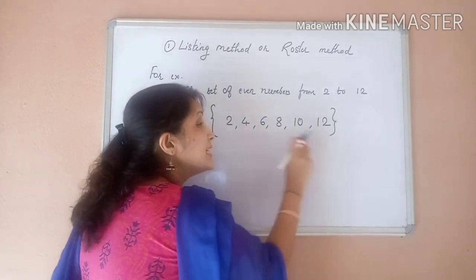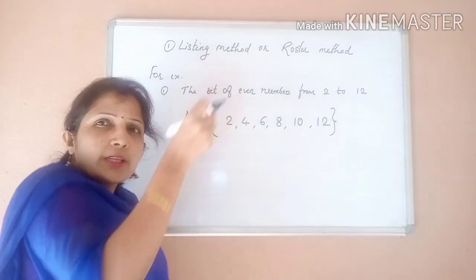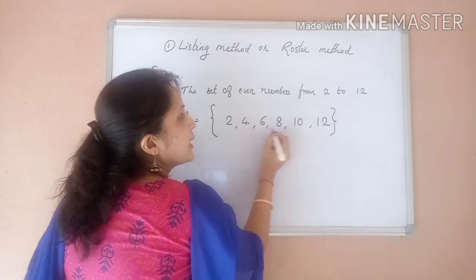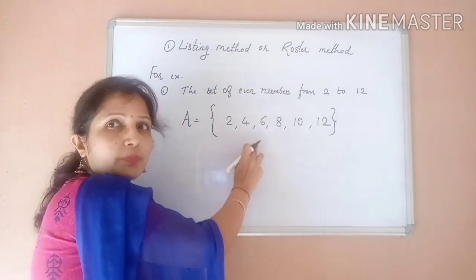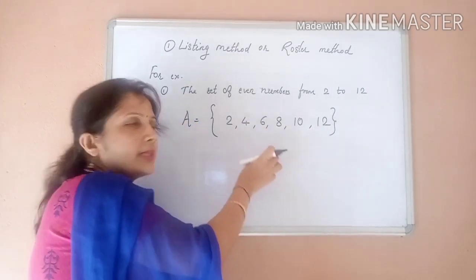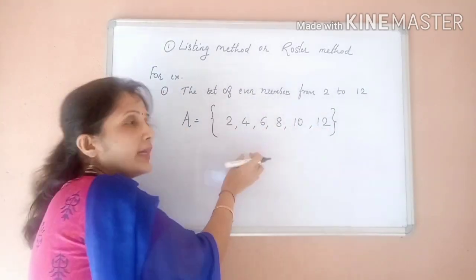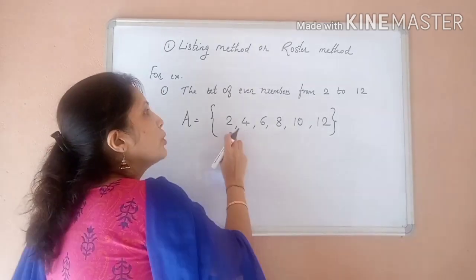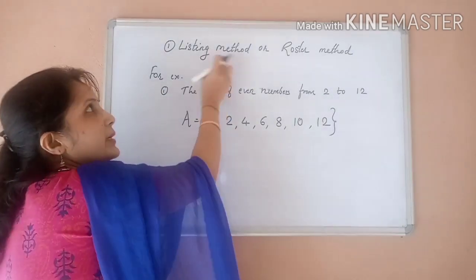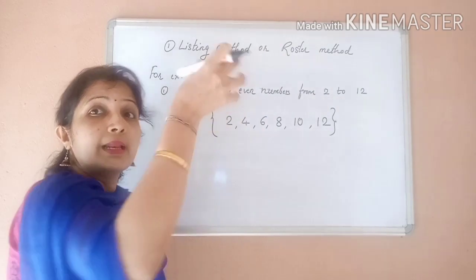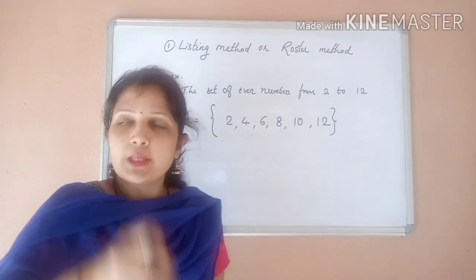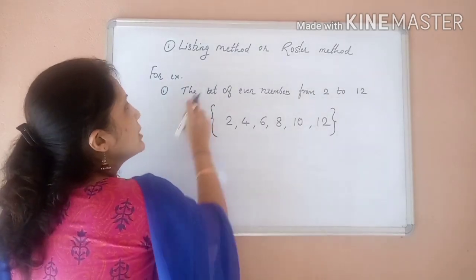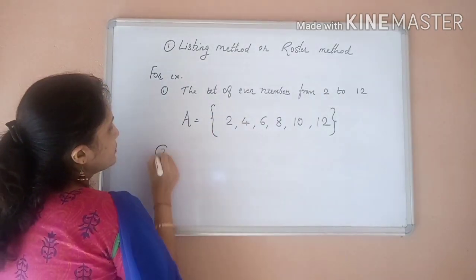This becomes the listing method, where each term, each element, we term as an element. Each number, each alphabet, or whatever things are present in the curly bracket, each term is called an element. So we are in the listing method. The name itself suggests list. So here we have to list each and every element. For example, one more.